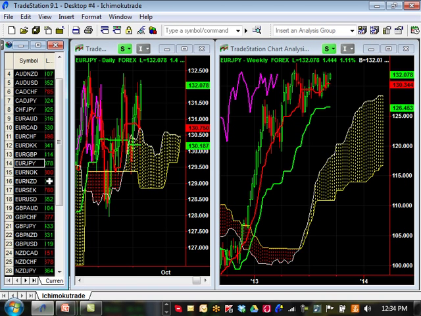Euro yen, bullish trending on basically the weekly time frame, but consolidating here on the daily now, which is causing a major consolidation there. It is at a major resistance right now. Support is going to be basically 130.34.